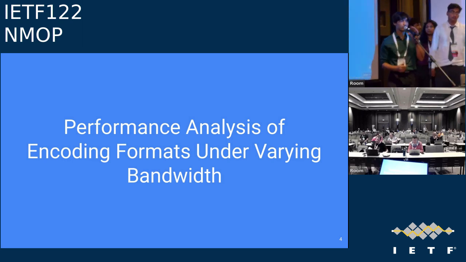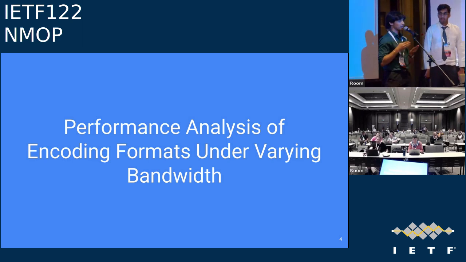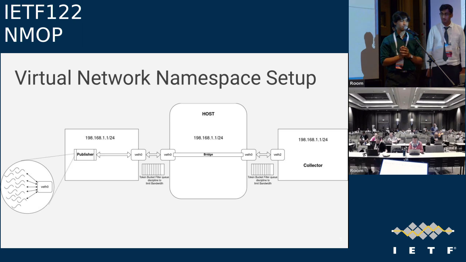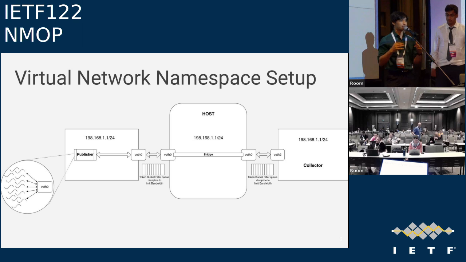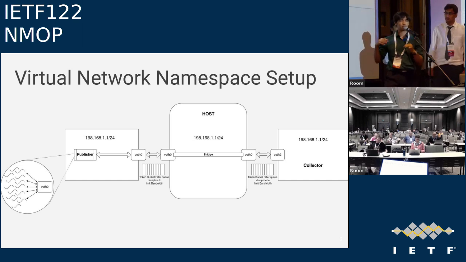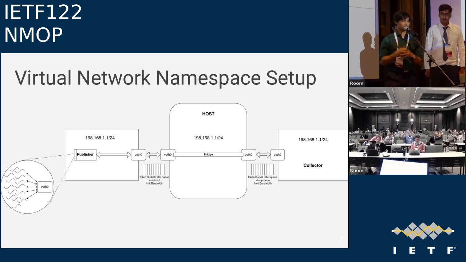And yes, what we've done during the hackathon as well is we've performed an analysis of how these different encoding formats would work under varying bandwidths. Due to the lack of high-scale infrastructure, we set up virtual network namespaces on our own machine, which would isolate all these processes. We ran the publisher in the publisher namespace. We've spun up 100 concurrent publishers and a collector in the collector namespace, which were connected using virtual Ethernet and a bridge in the host, while we were also collecting the metrics using Prometheus Grafana at the host.